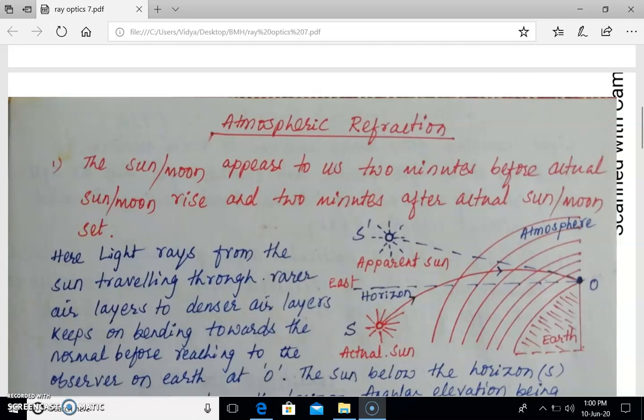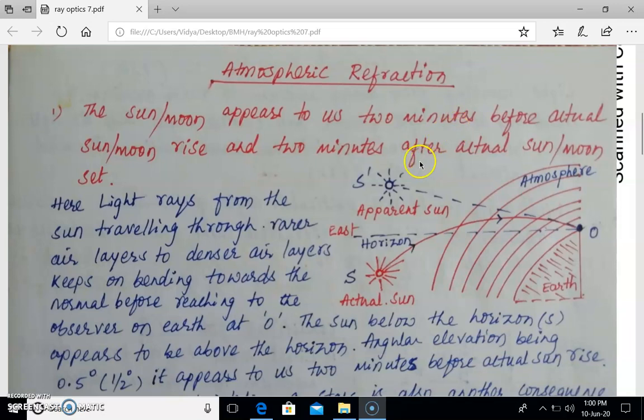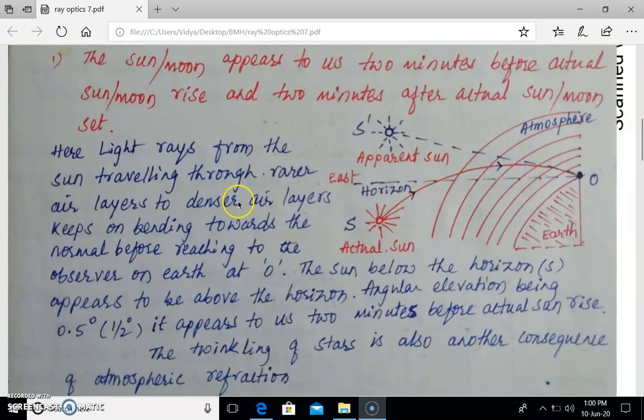So atmospheric refraction. The sun or the moon appears to us 2 minutes before actual sunrise or moonrise and 2 minutes after actual sunset or moonset. The reason for this is, around this earth there is an atmosphere which is held to the earth due to its own gravitational force, and this atmosphere can be regarded as made up of a number of layers. The density of air layers goes on decreasing with altitude.